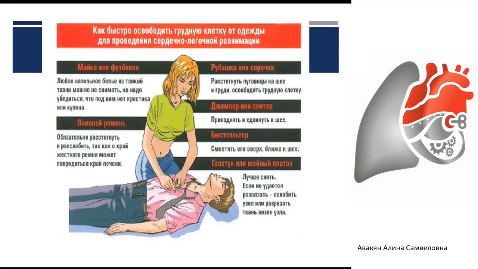How to quickly remove clothing from the chest for cardiopulmonary resuscitation. T-shirt. Any underwear made of thin fabric can be left on, but you need to make sure that there is nothing under it. Shirt. You need to unfasten the bottoms of the neck and chest and release the chest. Jumper or sweater. Lift and slide towards the neck. Tie and waist belt. Be sure to unfasten, remove or loosen.